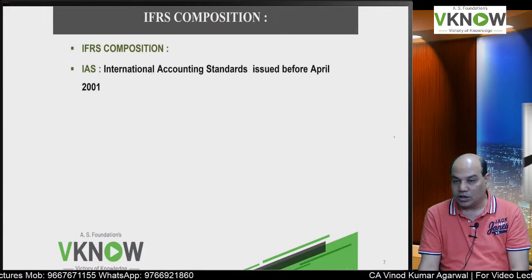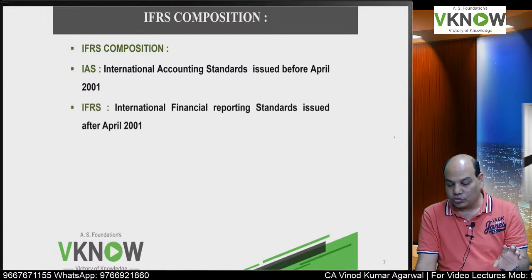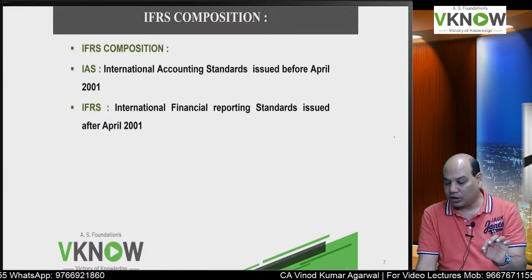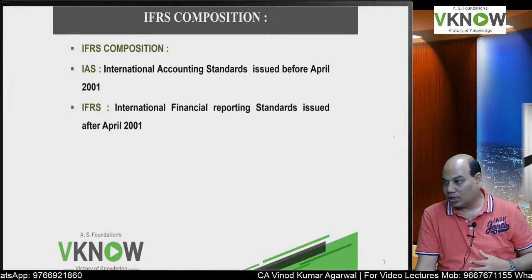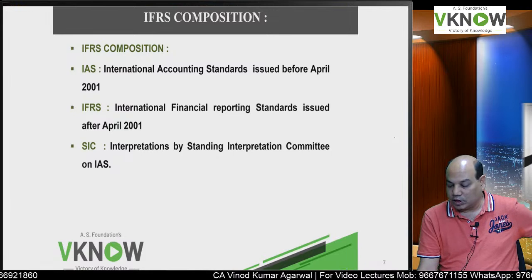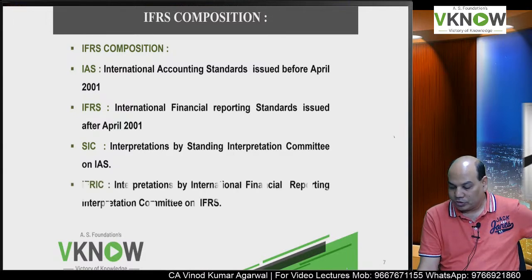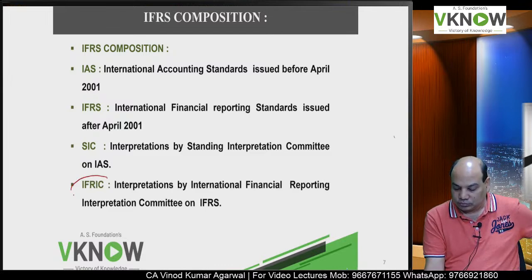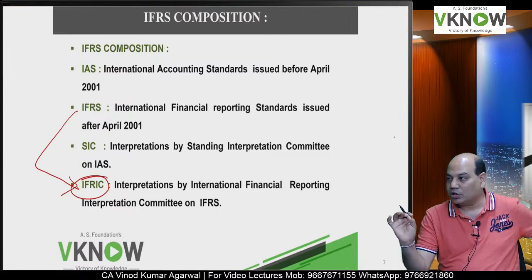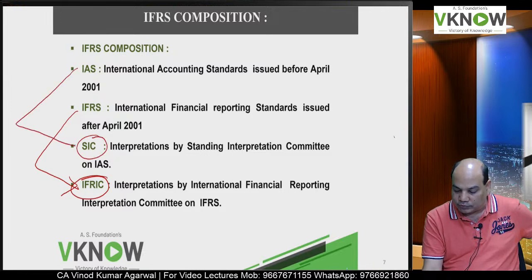Okay, IFRS composition now. So what do you have to study in IFRS? You have to study International Accounting Standards number 1 to 41, IFRS which were issued by IASB after April 2001, SIC which were the interpretations issued by IASC for IAS, and IFRIC. What is IFRIC now? IFRIC is the interpretation of IFRS. SIC is the interpretation of IAS.